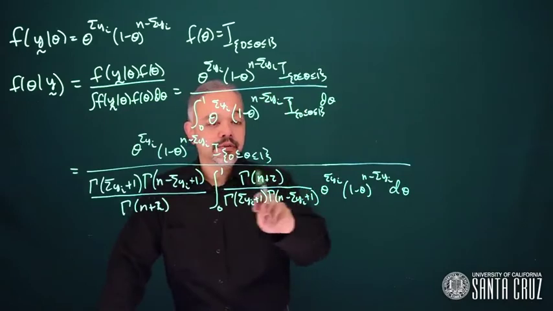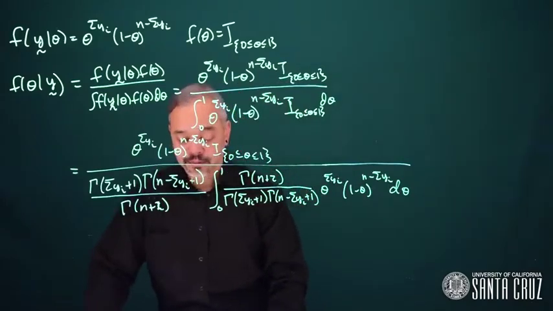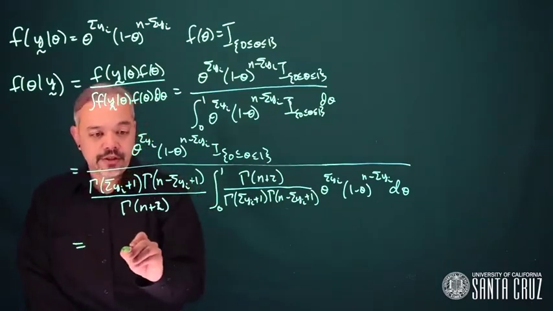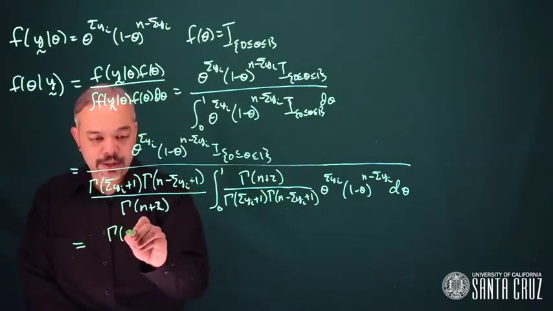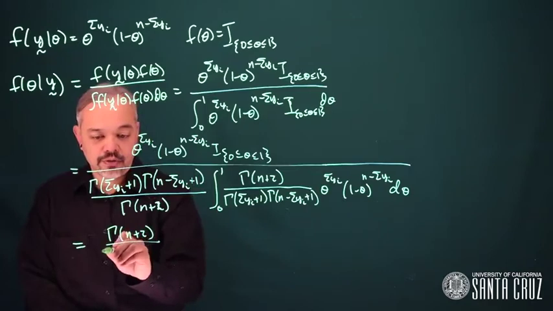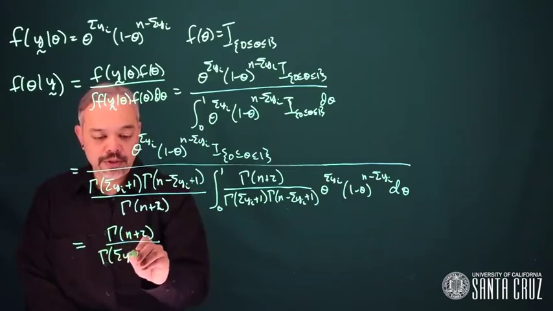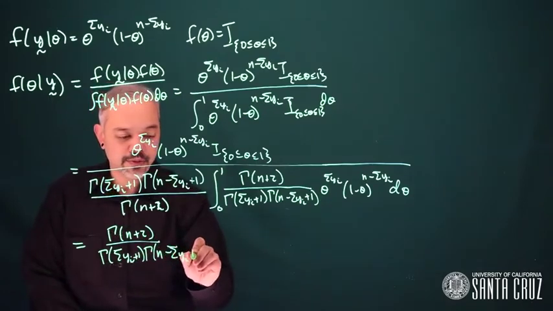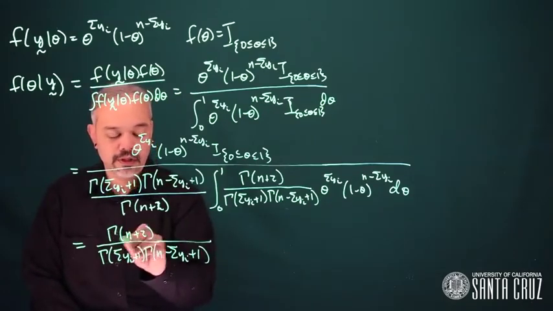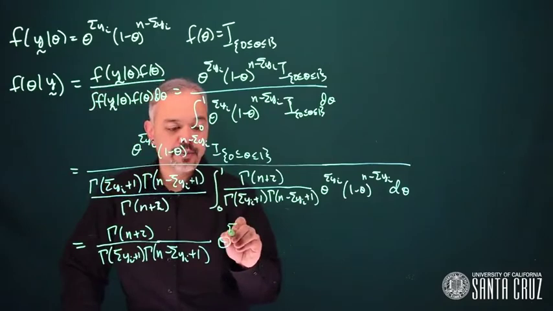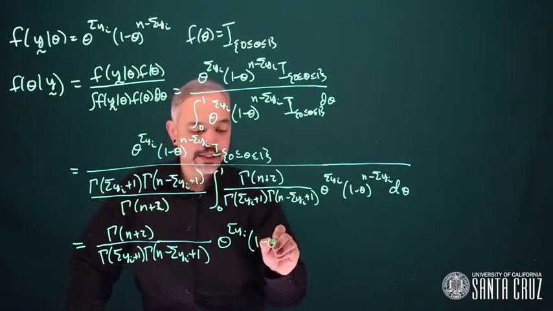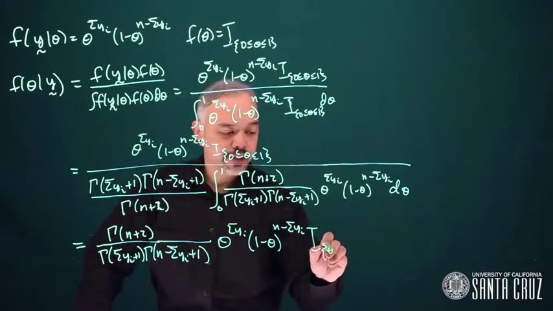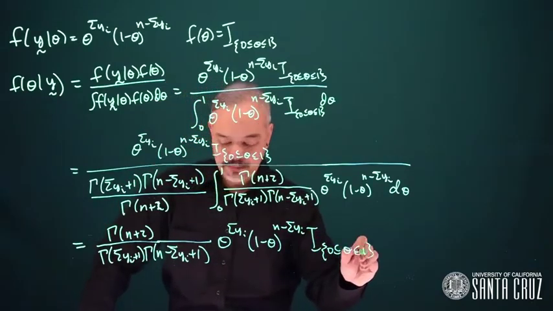What we have here now is a beta distribution, and so it integrates up to 1. And thus, this whole expression simplifies to gamma of n plus 2 over gamma of the sum of the y sub i's plus 1 times gamma of n minus the sum of the y sub i's plus 1, times theta to the sum of the y sub i's, 1 minus theta to the n minus the sum of the y sub i's, times the indicator function that theta is between 0 and 1.